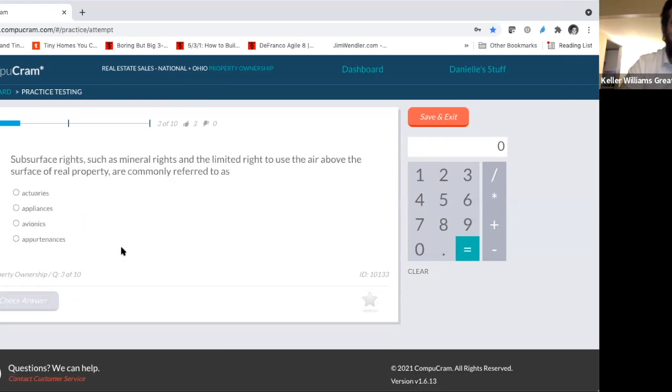Next question. Subsurface rights, such as mineral rights, and the limited use of the air above the surface of real property are commonly referred to as A, actuaries, B, appliances, C, avionics, or D, appurtenances?